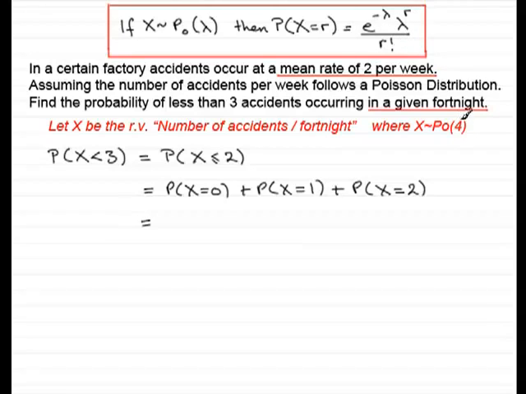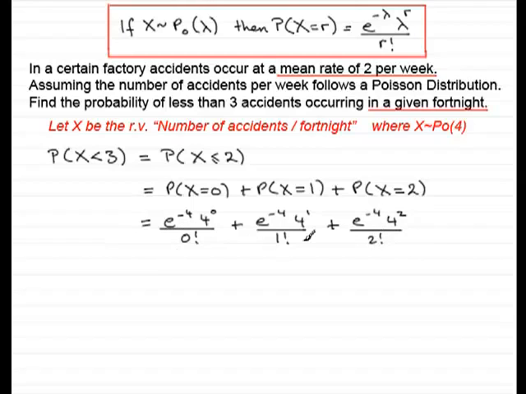Knowing that lambda is now 4, we can work out the probability that X equals 0, where r is 0 in this calculation. That would be e to the minus 4 multiplied by 4 to the power 0 over 0 factorial. Similarly, for the probability X equals 1, it would be e to the minus 4 times 4 to the power 1 over 1 factorial. And finally, for the probability X equals 2, it's going to be e to the minus 4 multiplied by 4 to the power 2 over 2 factorial.